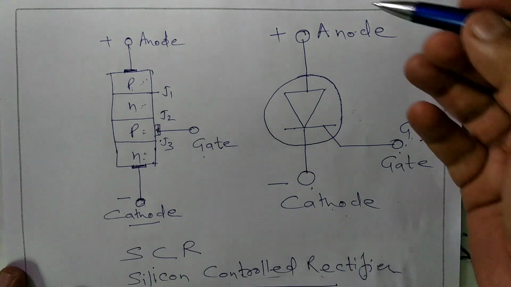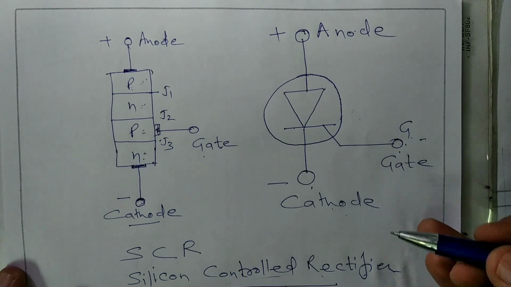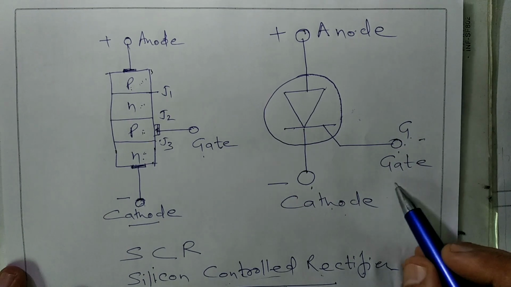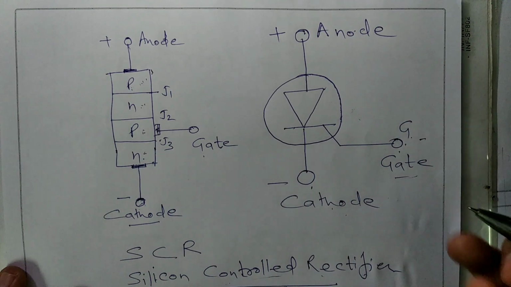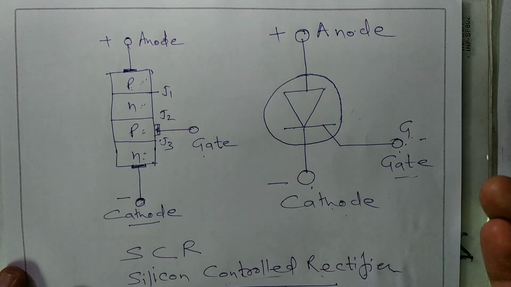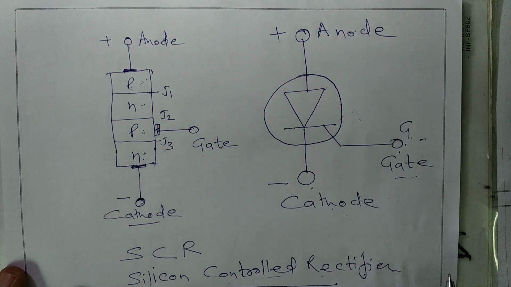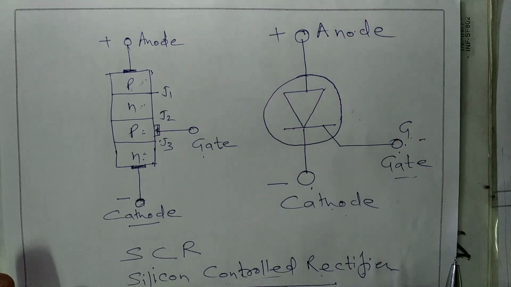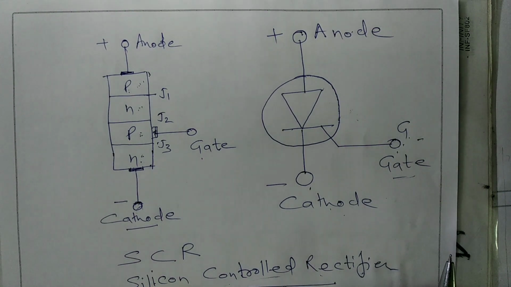Rectifier means the current can flow only in one direction, right? And it converts AC into DC, but in a controlled fashion. So we have a gate, and the gate is the control which we have with us. As soon as we require the device to switch on, we will provide a gate pulse to the gate and the SCR will instantaneously switch on. Therefore, it is called a silicon controlled rectifier, that is a controlled rectifier.